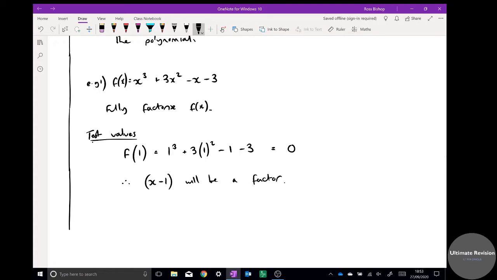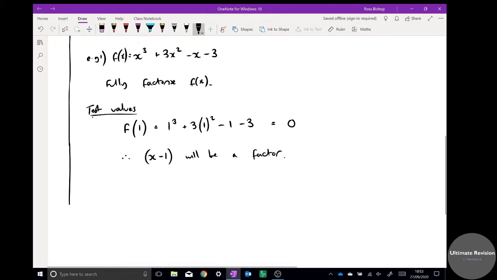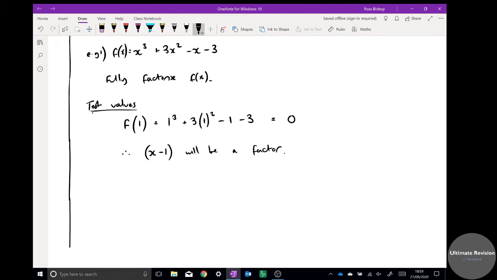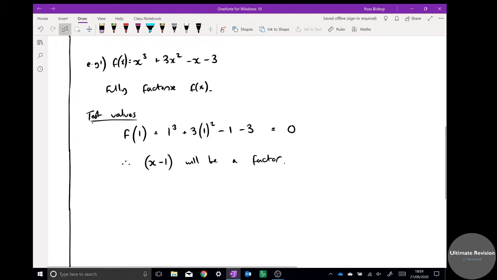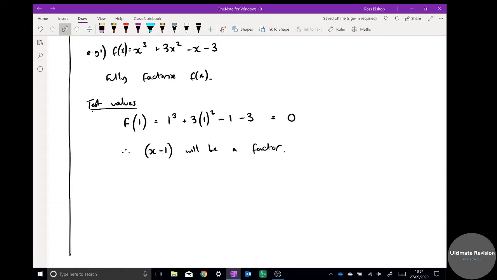Okay, that's great. I picked 1. It was a bit of a guess, and it worked. It got me equaling 0, which is exactly what I wanted. If it didn't equal 0, I'd have to keep trying until I got a value that did. So I know x minus 1 is a factor. Now I could keep going, testing values, until I've got 3 factors, because I know that it's a cubic, it's going to potentially have 3 factors. But I'm going to do it a slightly more efficient way now, because I've got 1 factor.